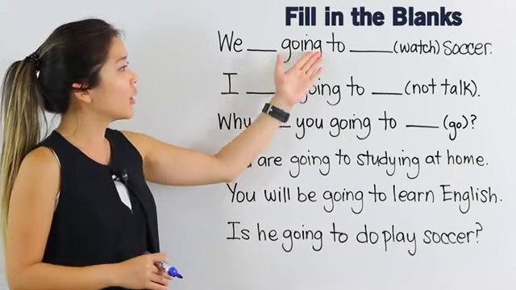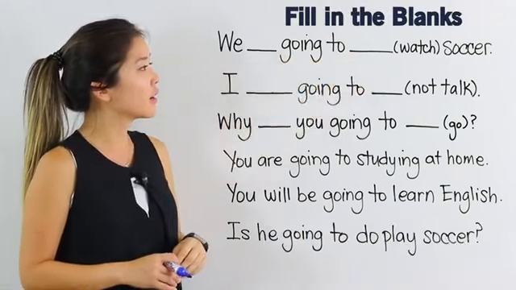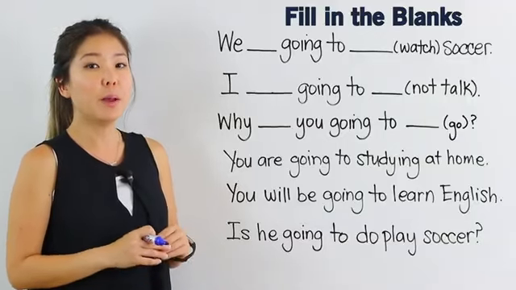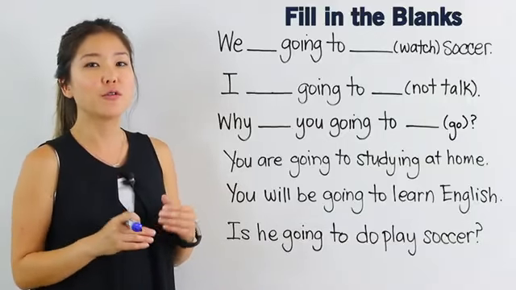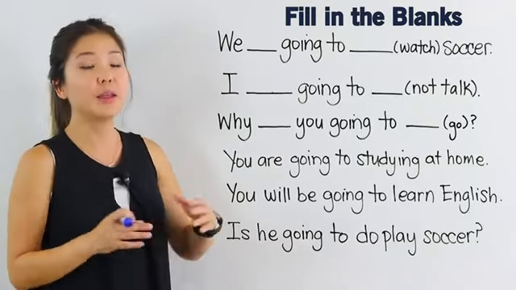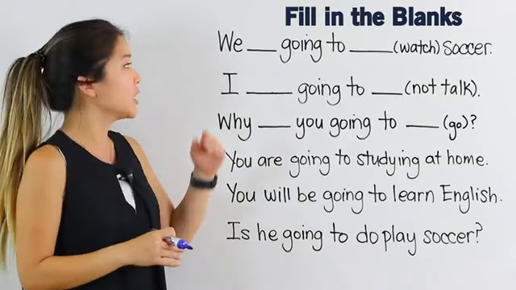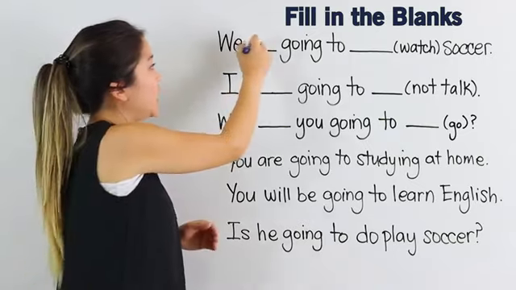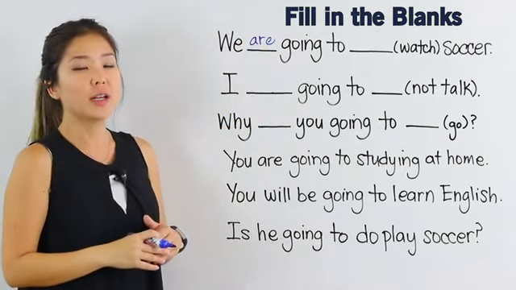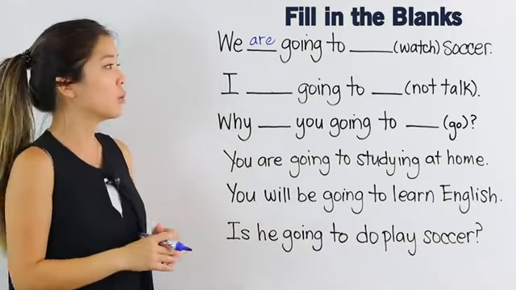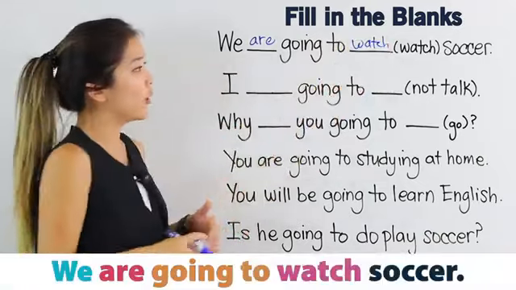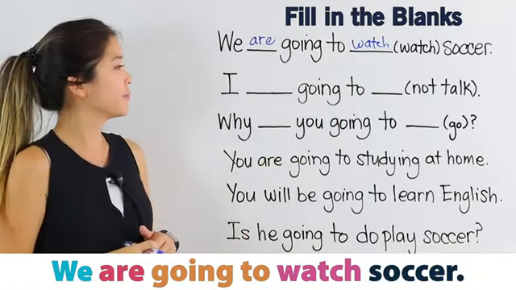We blank going to blank soccer. I want you to use the verb watch. Remember, for be going to in the future simple tense, we start with the subject and then the be verb. The subject here is we, so we need the be verb are. We are going to, and then the base verb, watch. We are going to watch soccer.